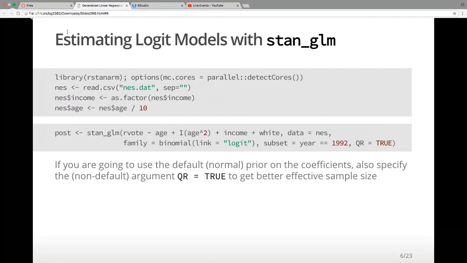But the main thing is you get a better effective sample size when you do this, for reasons that I'll have to explain after spring break, because it involves some stuff in matrix algebra.